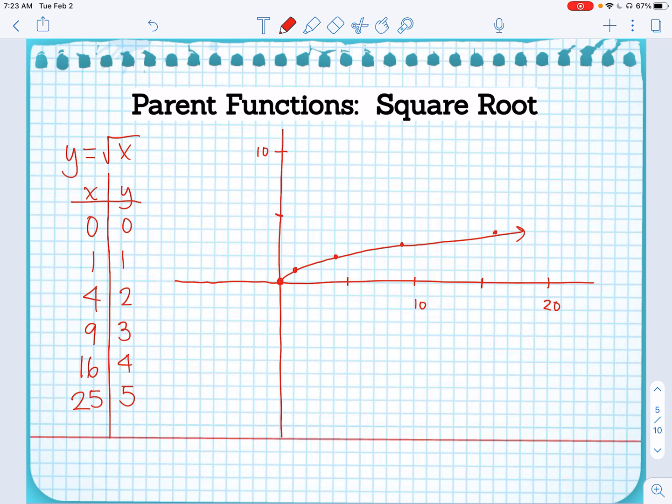Oftentimes with square root functions, and same thing with a cubic function or a quadratic, you may not graph a ton of points. I would expect to see enough points that your curve follows the same general shape as the original parent does. Like this graph should not be a straight line, it should have a curve to it. Interesting enough, this domain is 0 is less than or equal to x is less than infinity, and the range is 0 is less than or equal to y is less than infinity. A little different than the domains and ranges we did with absolute value functions.